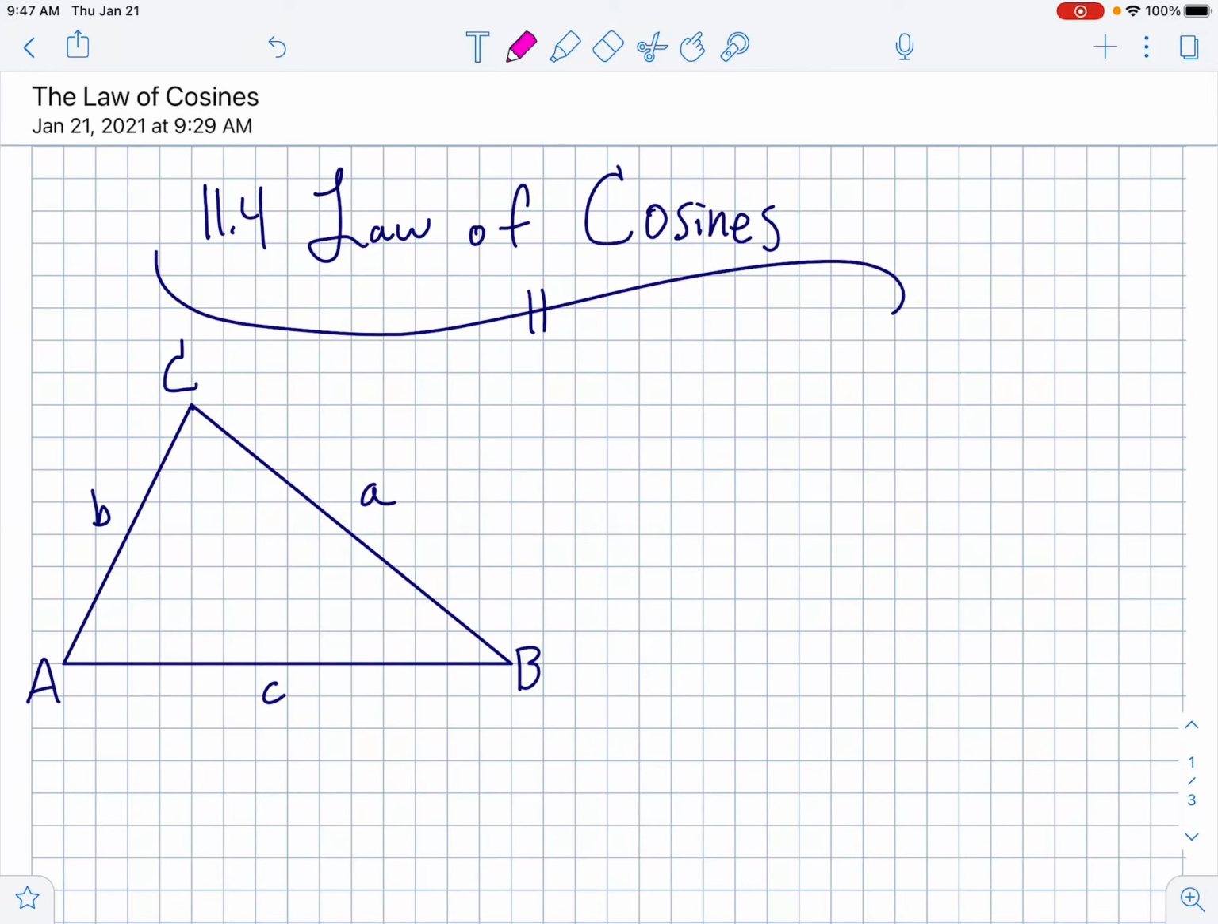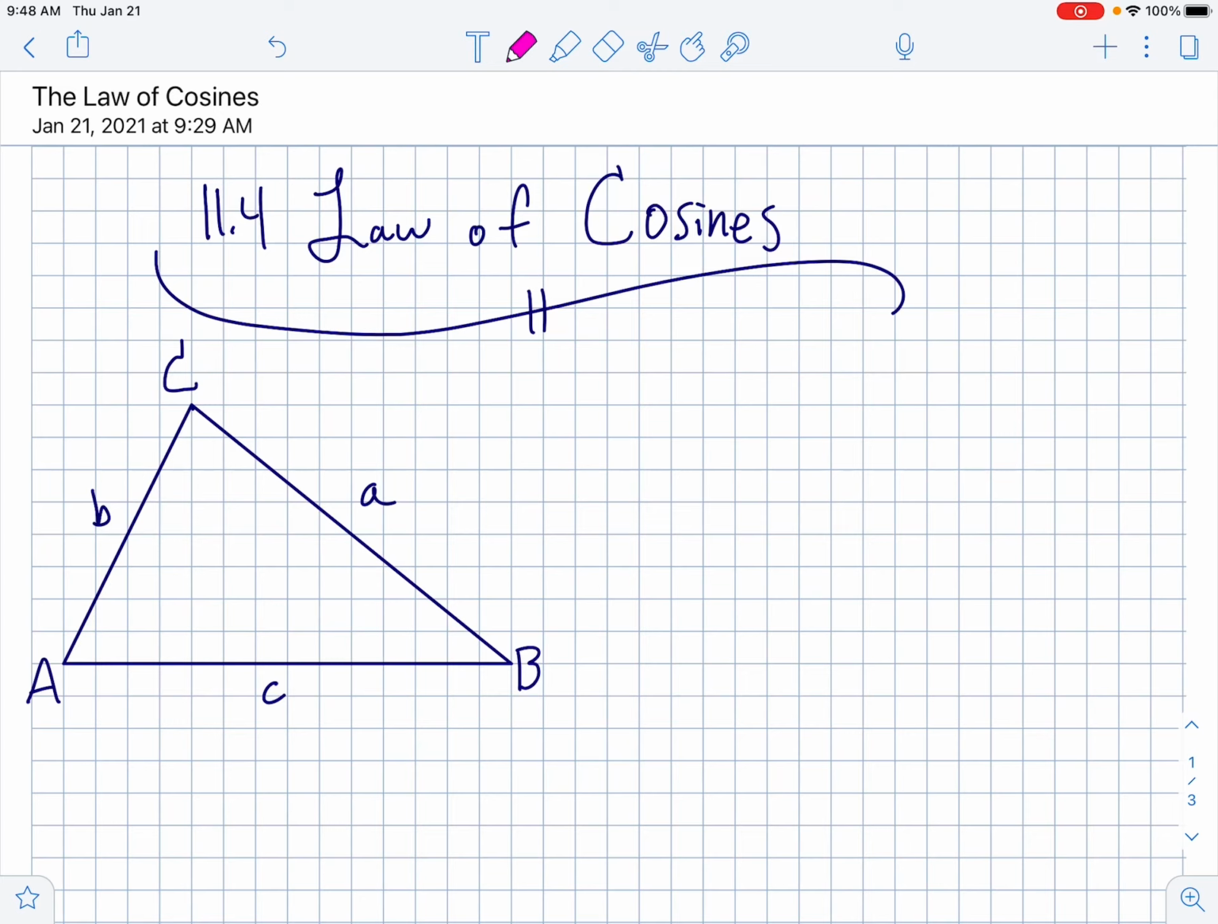Okay, IBSL1. We are back with 11.4. Today we're going to talk about the law of cosines. So we've already learned about the law of sines, where you take the sine of an angle over the opposite side, and you can set it equal to any other sine of an angle over the opposite side. But there's certain triangles where the law of sines doesn't really work.